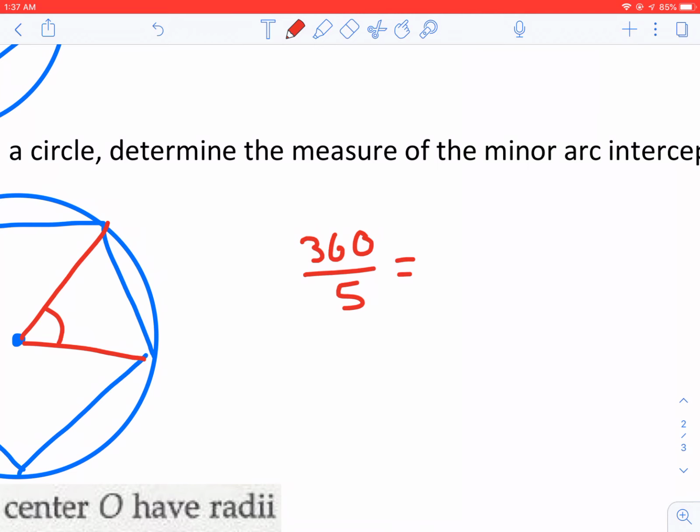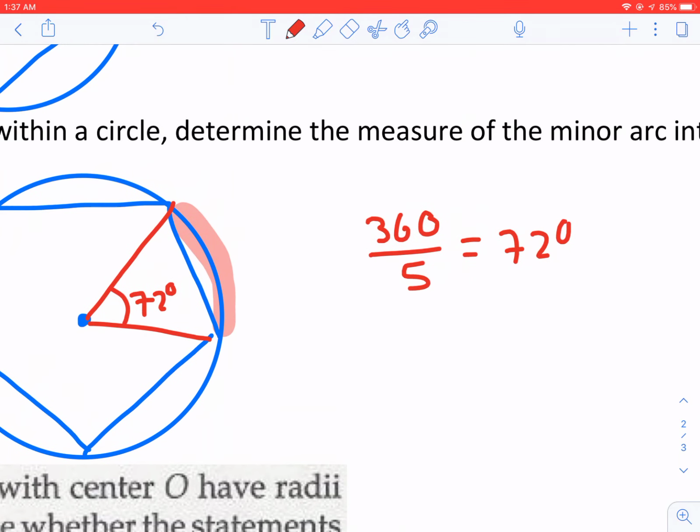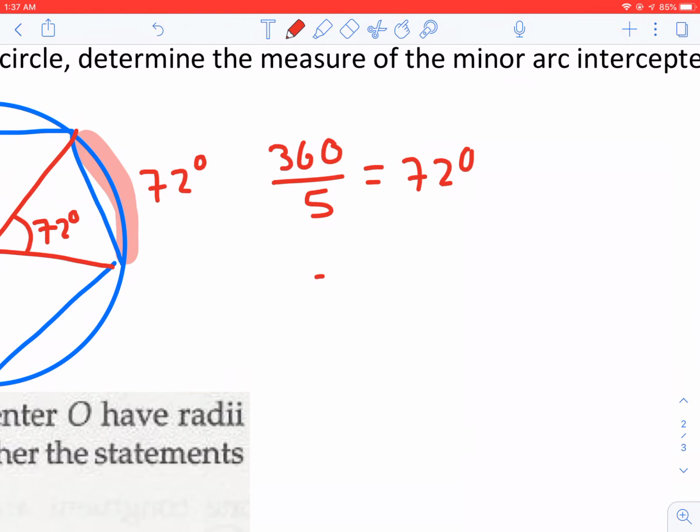And 360 divided by 5 equals 72 degrees. So if that's 72 degrees, the measure of one of the arcs intercepted by one of the sides is also 72 degrees.